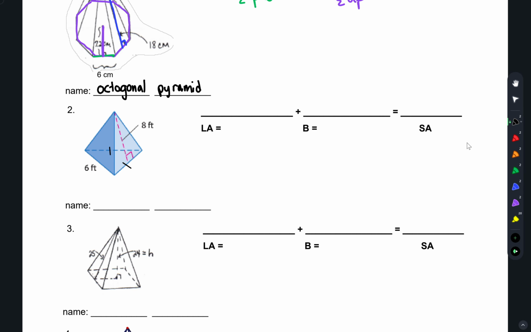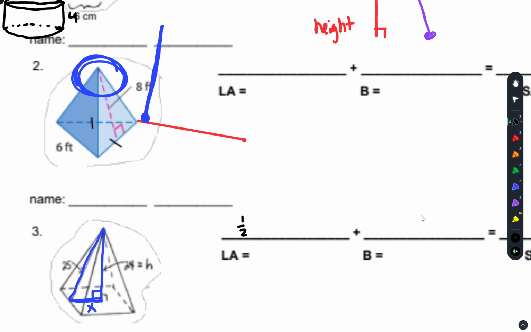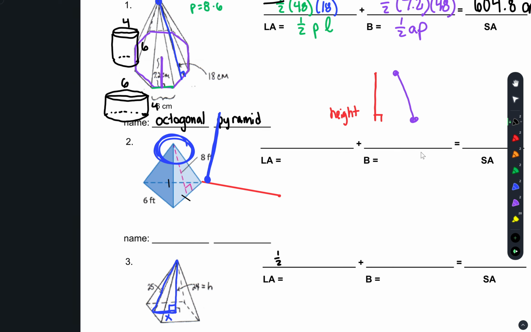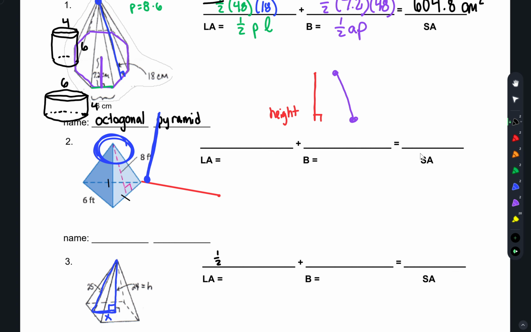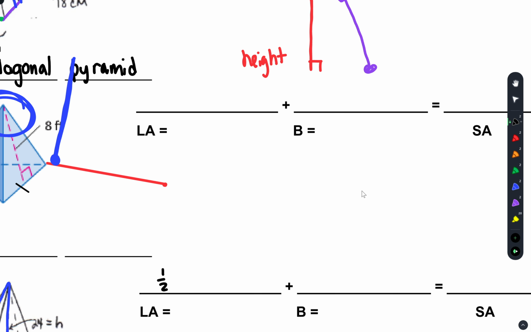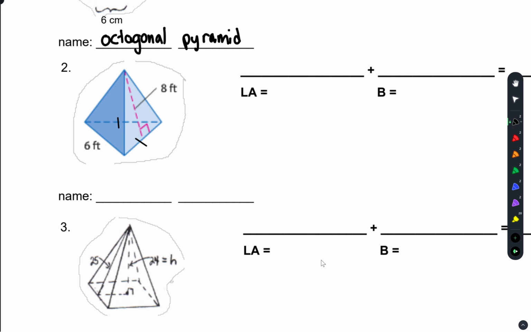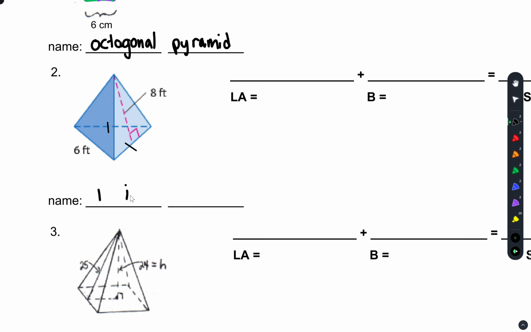Number 2. I have to find the base. How many bases do we have? What shape is the base? Let's name this figure. Oh my goodness. What is this called? Why are my pages overlapping? What is this called? There it is. Dahlia? Triangular pyramid. Perfect.